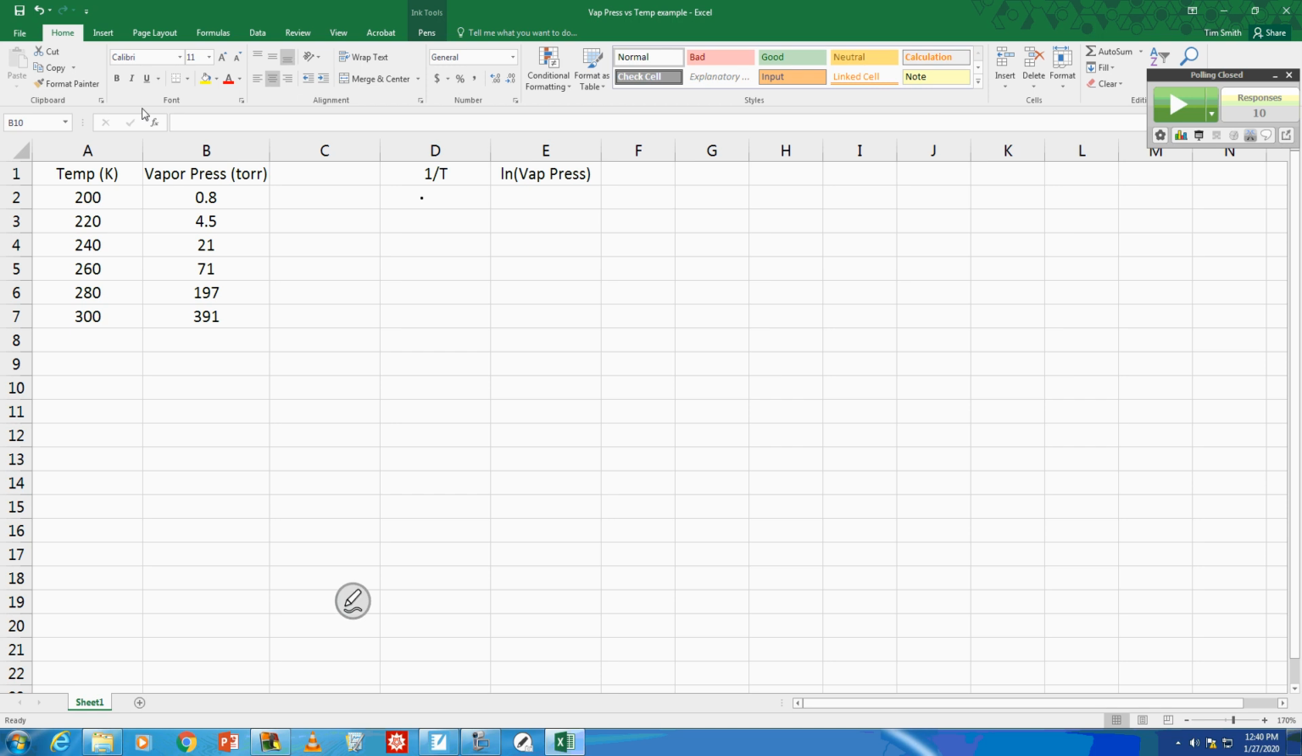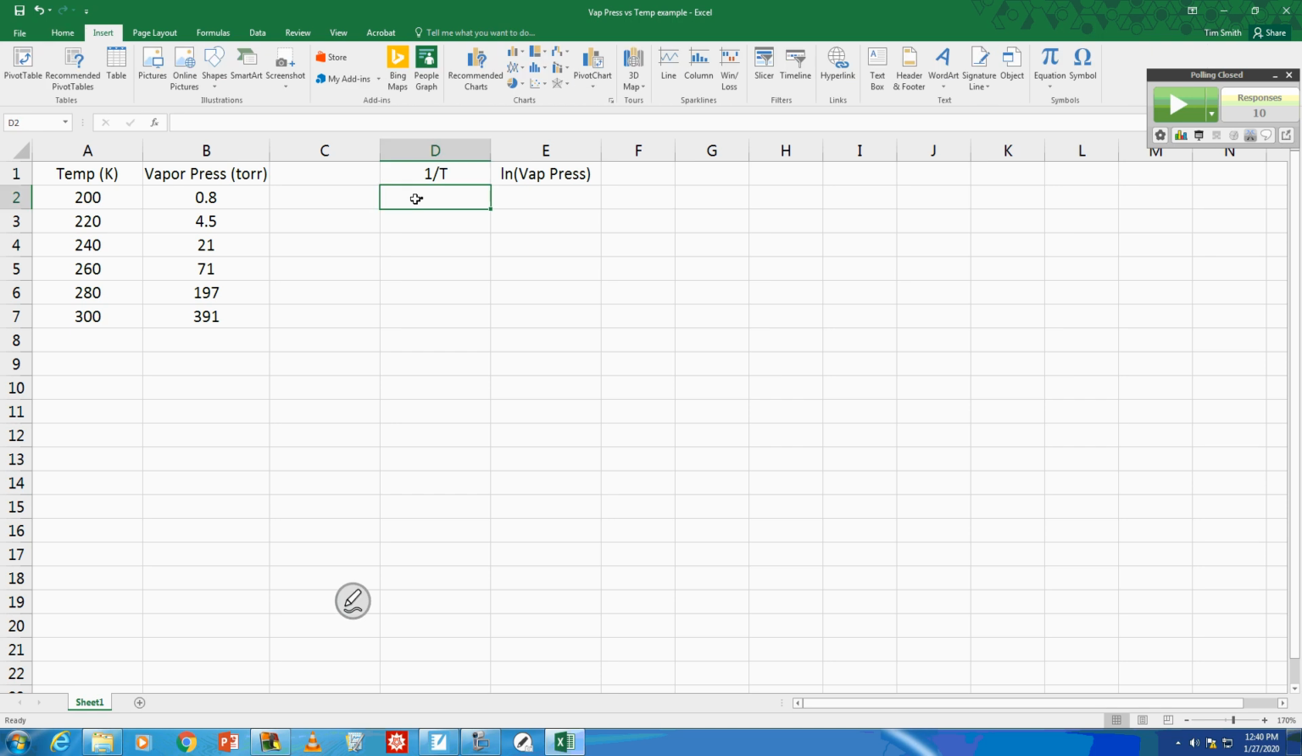All right, so I'm going to change my modes here. If I want to convert 1 over temperature, I just put an equals mark, and then I put 1 divided by, and then I put that column. So what's in cell A2, it's going to say A2, I hit enter, and it does that inversion for me. The good thing about Excel, once I put a formula in once, I can take and drag it down, and it repeats that calculation.